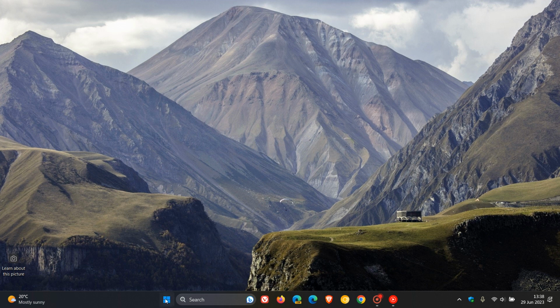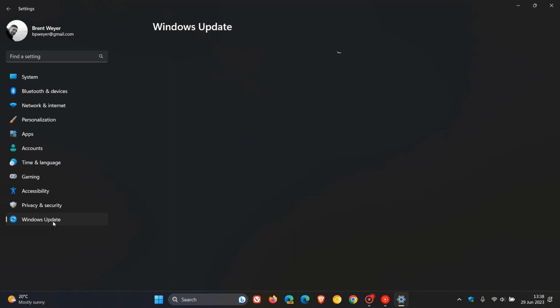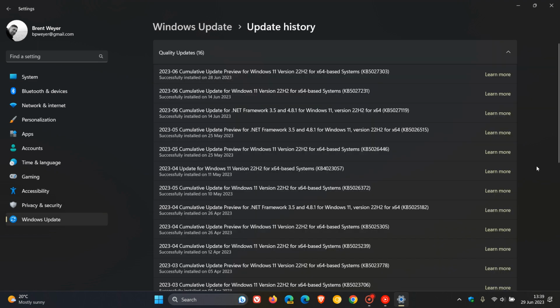So Microsoft has confirmed yet another Windows update issue, which is now an official known issue over on their known issues health dashboard page, which was updated on the 28th of June. So this is a recent problem. Now, here is the offending update, KB5027231, which was the Patch Tuesday update that rolled out earlier this month on the 13th or 14th of June, depending on your region.